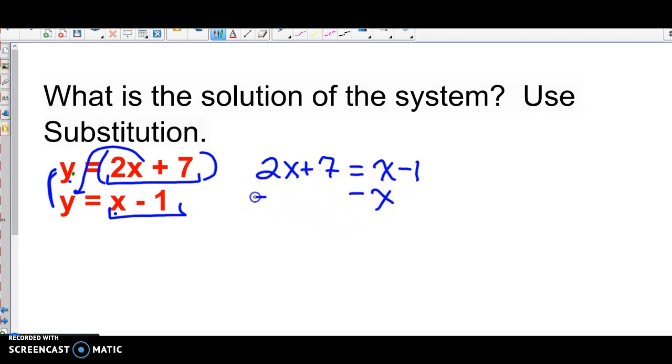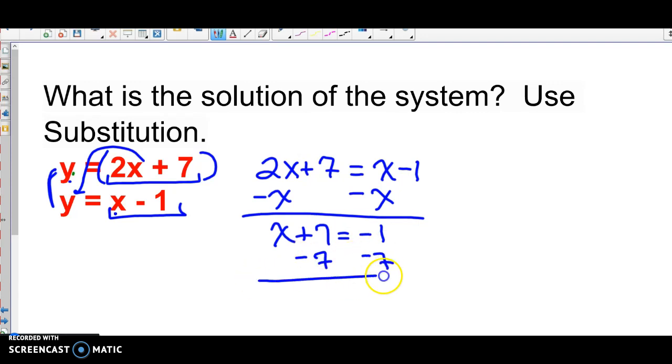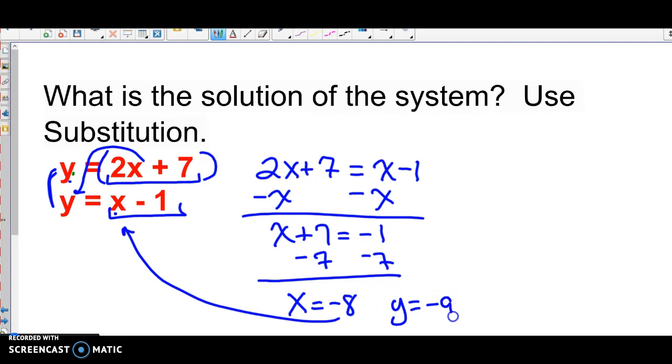So subtract x from both sides. You get x plus 7 equals negative 1, then subtract 7 from both sides, and you get x equals negative 8. Now you have a choice. You can plug that into the first equation or the second. I'm going to plug it into the second, and I get y equals negative 9.